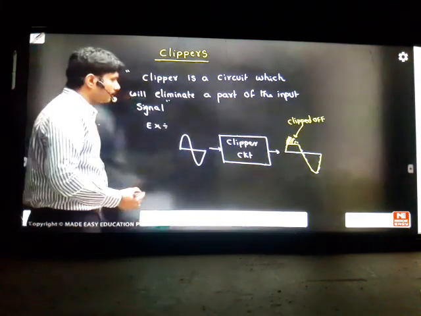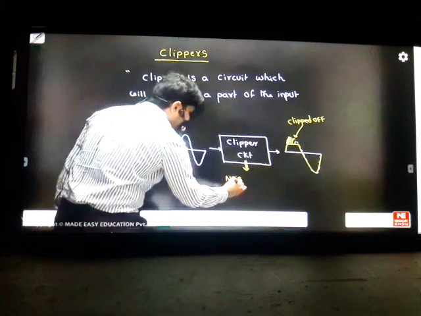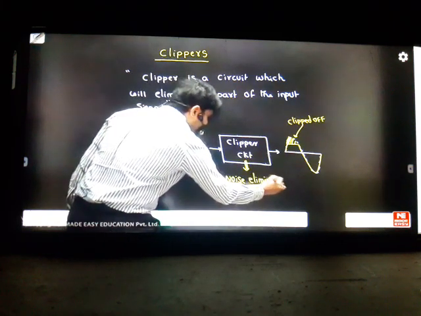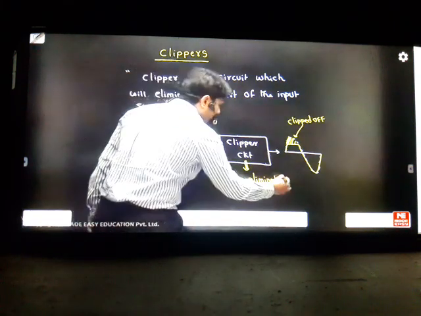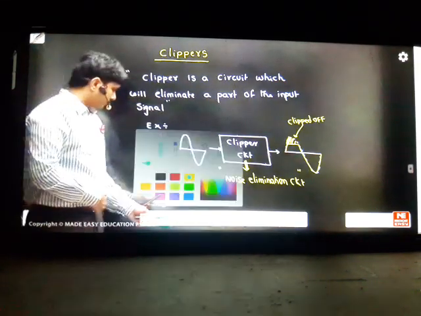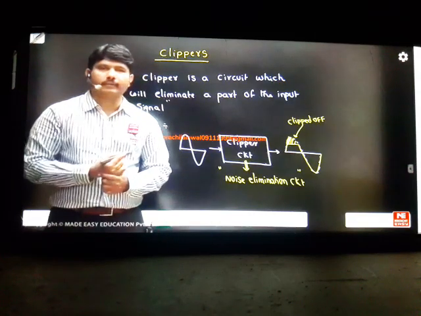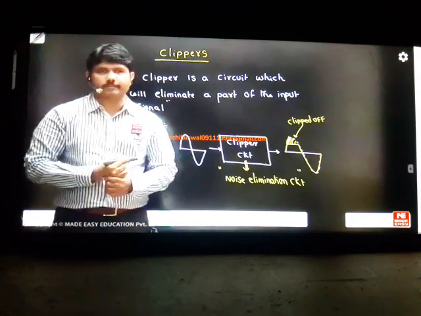So what is the application? It will be used as a noise elimination circuit. We can write: it is used as a noise elimination circuit. Wherever you get noise in the signal, it just eliminates it. So this is your application using clippers. A clipper is a circuit which eliminates the noise inside the signal. The remaining information, without noise, we transmit to the receiver.